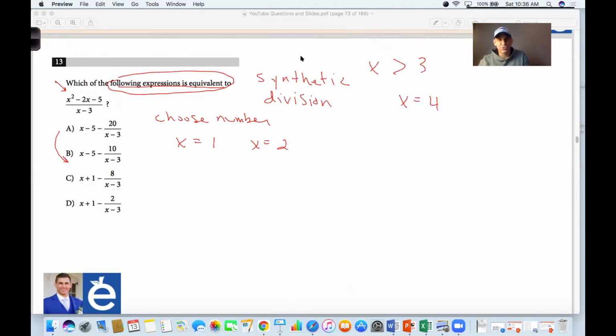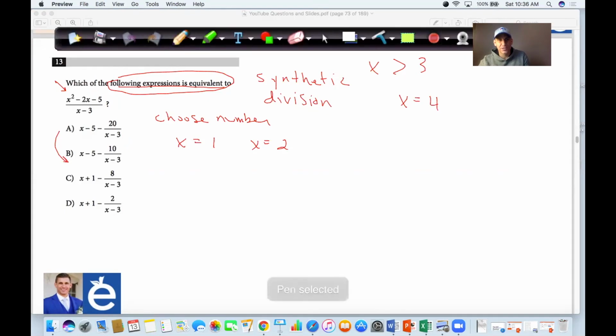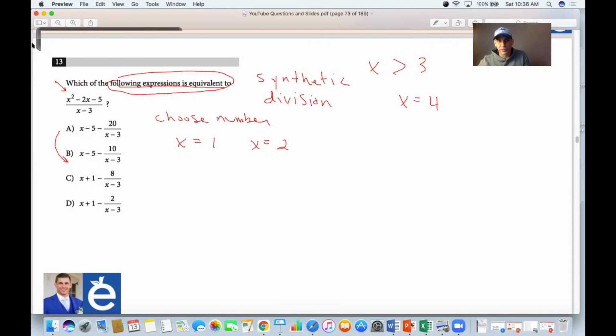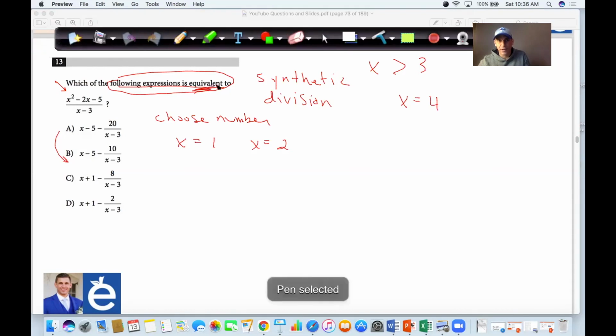So choosing numbers in general, when you're doing this strategy, I'm attempting to choose a number where I can plug it into the top expression, simplify and solve. I then plug it into my answer choices, and whichever of those match is going to be your answer choice, because they are going to be equivalent across the board. That's the idea.